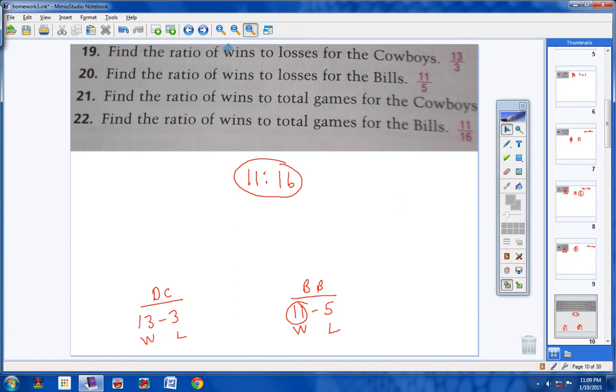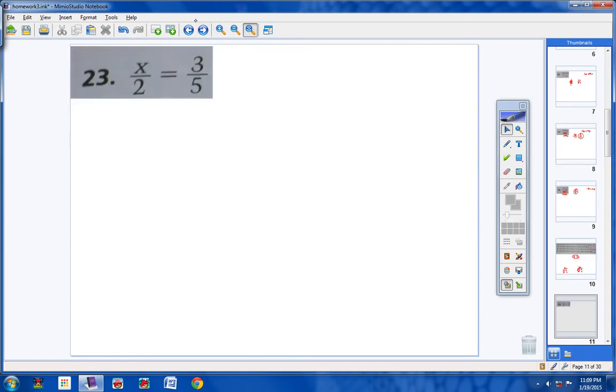Alright, moving on to numbers 23 through 30. The directions say to solve the proportion, okay? I'm going to go pretty fast. This is pretty elementary math. So here we go. Cross multiply. 2 times 3 is 6. X times 5 is 5x. Set them equal. Divide by 5, and your answer is 6/5, or 1 1/5, or 1.2.